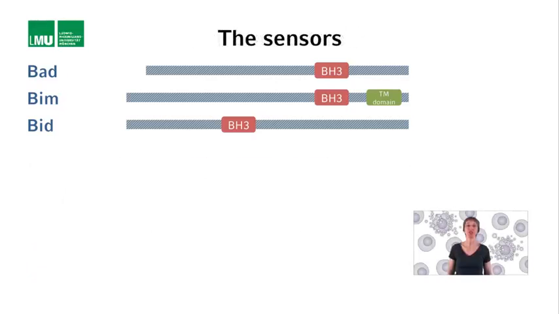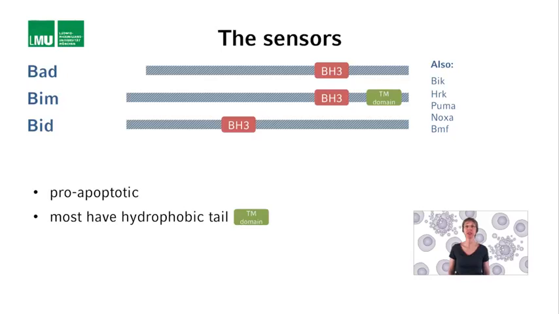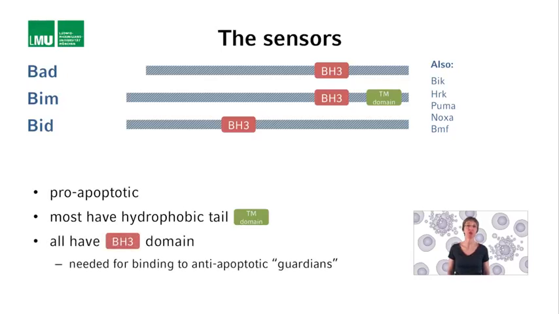First, there are the sensors. These have pro-apoptotic activities, and BAD was the first member of the subgroup that was identified. In mammals, there are now at least 8 sensors. Most sensors have a hydrophobic tail and all have a BH3 domain.